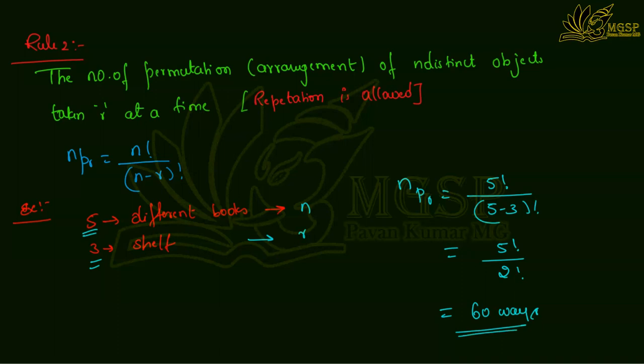Here there is a case when repetition is allowed or repetition is not allowed. In that case, what we have to do is just divide by the element which has the common term in both. We will see that also. There is one more rule also, rule number 3.